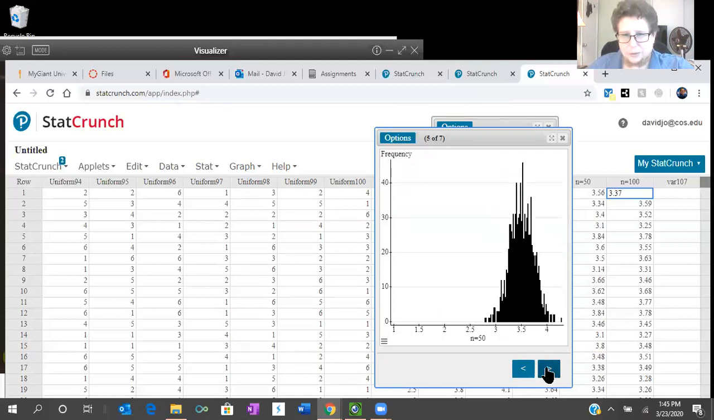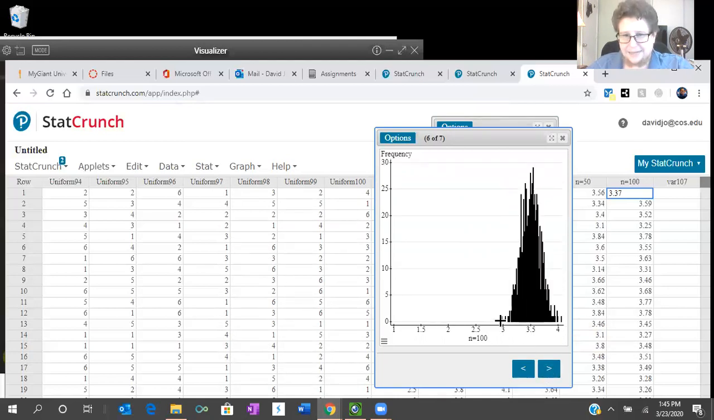We go up to n equals 50, 2.8 to 4.2. Now we're less than 1 away from 3.5. And it gets even tighter and tighter. Now we're going from 3 to 4. So now we're only 0.5 away for all the results of those means.